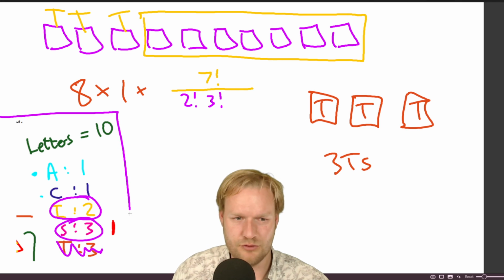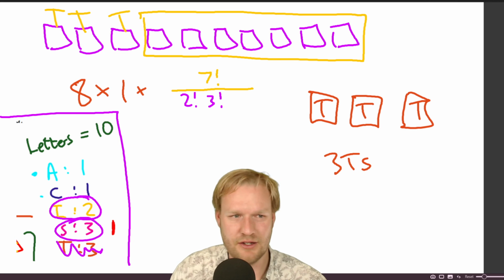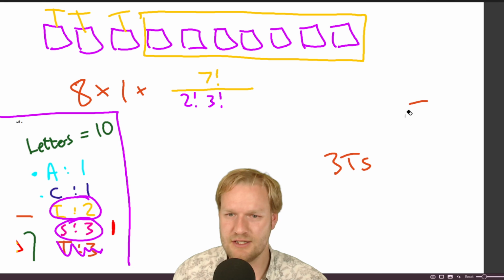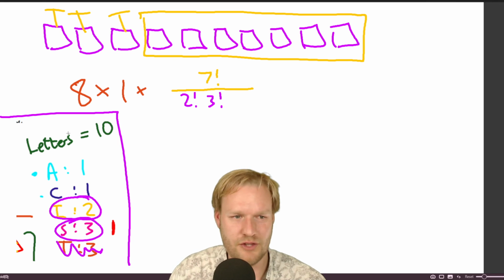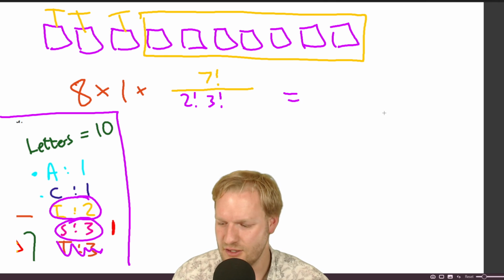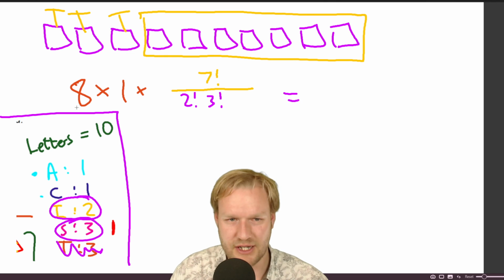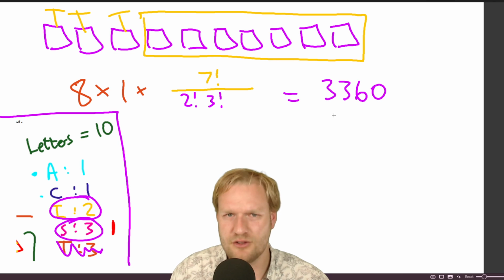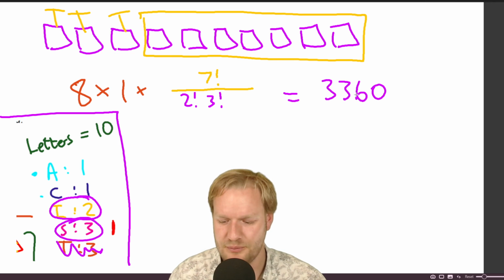Let's move that out of the way. I was going to move these 3 T's, let's get them out of the way. So straight into the calculator it goes, and we can see that if we multiply that, we get 8 times 1 times, this becomes 420, and we get 3,360. So there are 3,360 different ways that can happen.